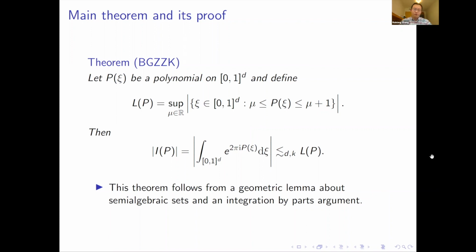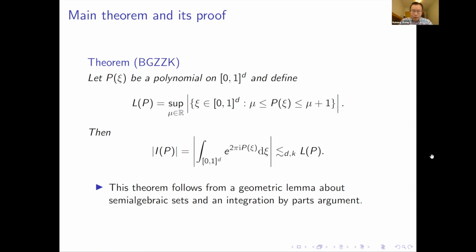But maybe for the last few minutes, let me completely go into a different area and say a few remarks about our main theorem that bounds the oscillatory integrals by the size of stationary sets, and say a few words about the proof. The proof actually reduces the oscillatory integral to a one-dimensional integral. And once you realize that, it will follow from a crucial geometric lemma about semi-algebraic sets, which I'll explain in a bit, and a simple integration by parts.